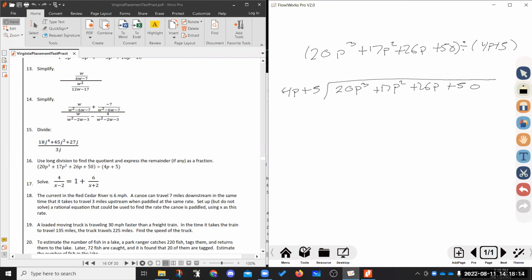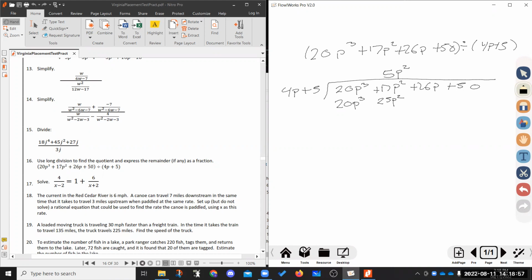Hopefully there's no remainder. 4p goes into 20p to the 3rd, 5p squared times. Look at the p cubed divided by the p is going to give me a p squared term. And then 20 divided by 4 is going to give me 5. So that's how I'm going to get my 5p squared. I multiply back across. This gives me 20p cubed and it gives me 25p squared. Make sure you haven't missed any of the terms in the dividend here. If you have missing powers, go ahead and put a 0 coefficient as a placeholder there, because you want to be able to write your answer over top of the power.